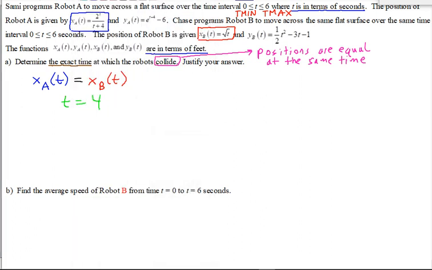We're going to set y sub a of t equal to y sub b of t. Doesn't really matter which is which, but just to be consistent here. So here's y sub a of t right here, equals y sub b of t, which is right here.